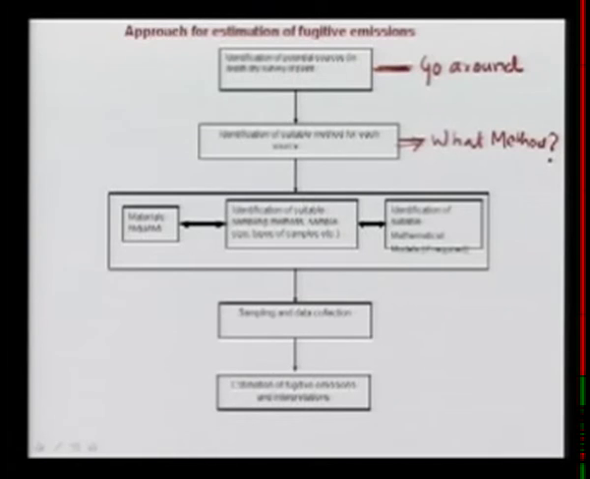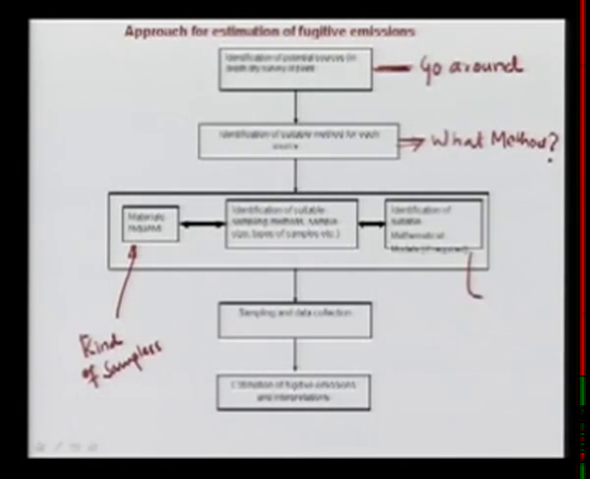Then once we have a suitable method, we need to do the sampling, that is, identification of suitable sampling methods. Sampling size: how much of a sample do you want to take, so that it is quantifiable. Type of samples: is it a long term sample or a short term sample, and then what are the materials required for the sampling. Sometimes you need to take sophisticated instrumentation to the field, so you should know beforehand the kind of samplers that you need. And then also identification of suitable mathematical models.